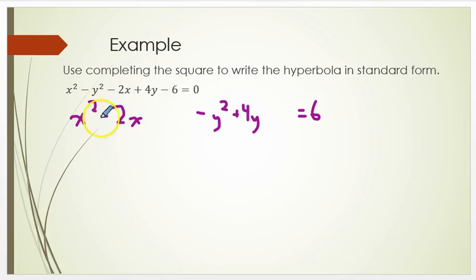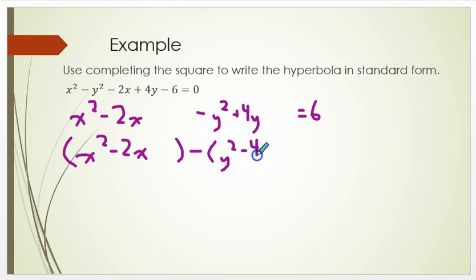Now we need to look at our coefficients on the x squared and the y squared terms. For this first one, it's fine because I don't have a number in front of the x squared. It's just a 1. So I can leave that one as is. On the other side, for the y's, I do have a problem because I need to turn this into a y squared by itself. So I'm going to factor out that negative and make this y squared minus 4y. So I'm factoring out whatever coefficient I have, so that it's just a y squared inside of my parentheses.